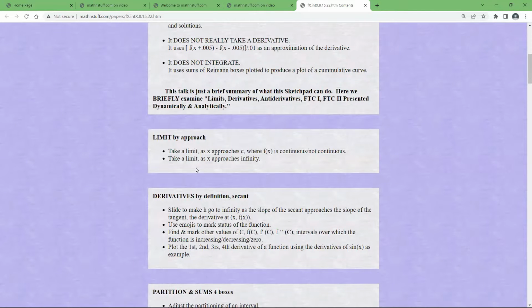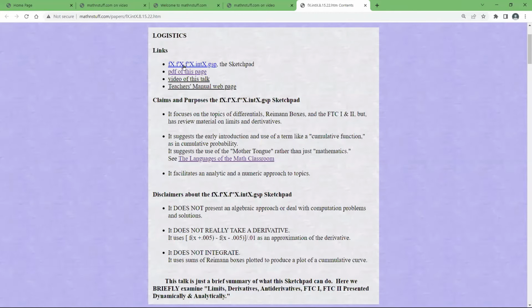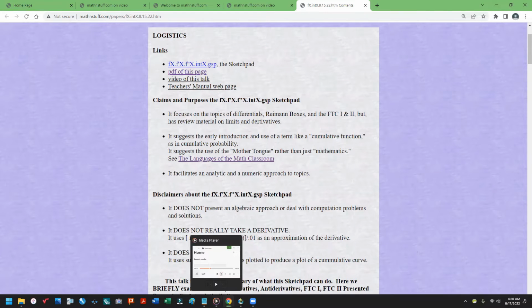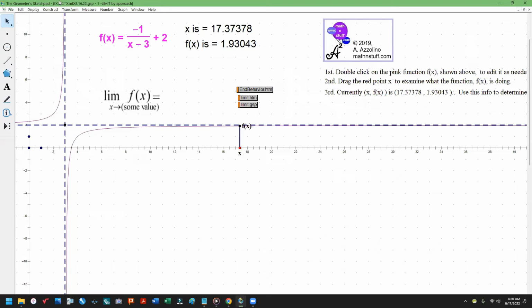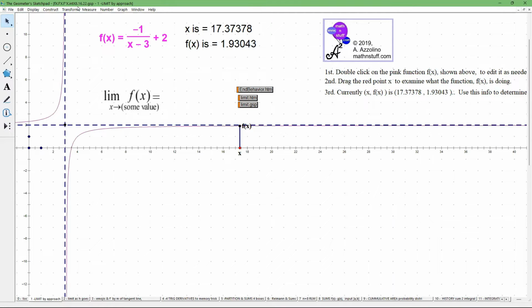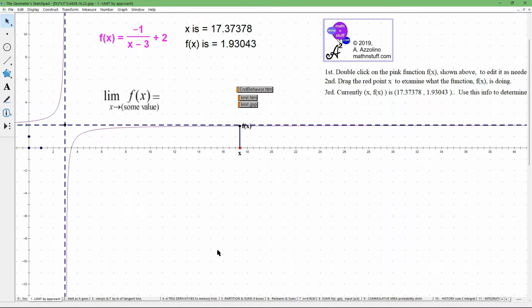We're going to begin now, and I have already downloaded my version of the Sketchpad, and I've saved it under a different name, but this is what's stored on the page. We're skipping the table of contents. We're going directly to limit. I consider limit a background material that some students forget but really need when they're taking a derivative.